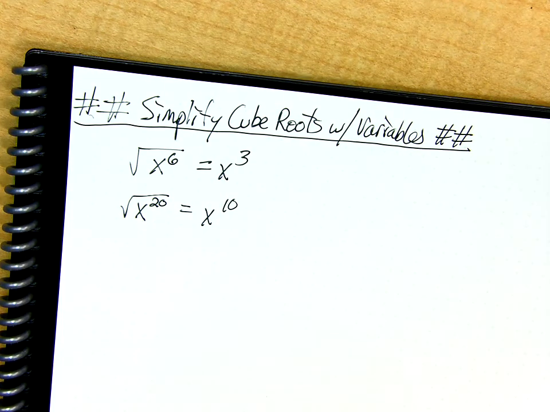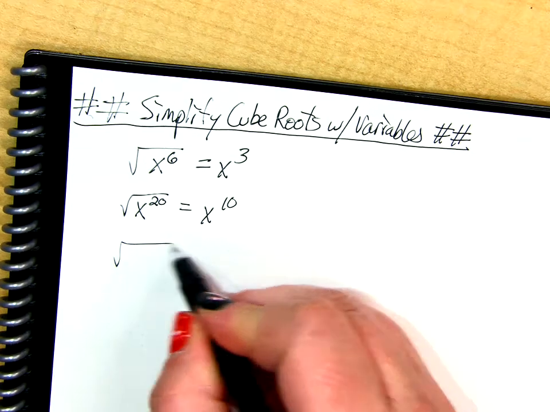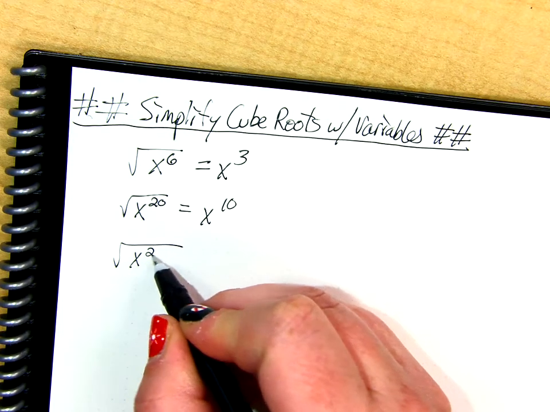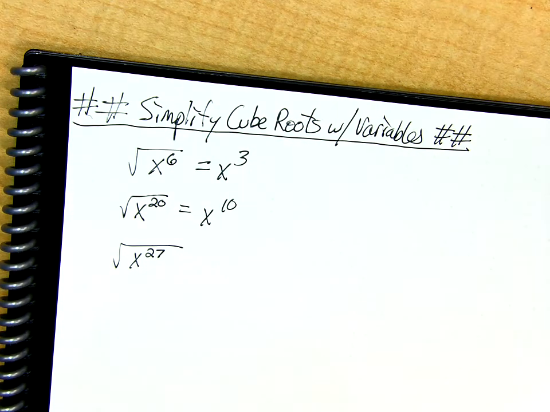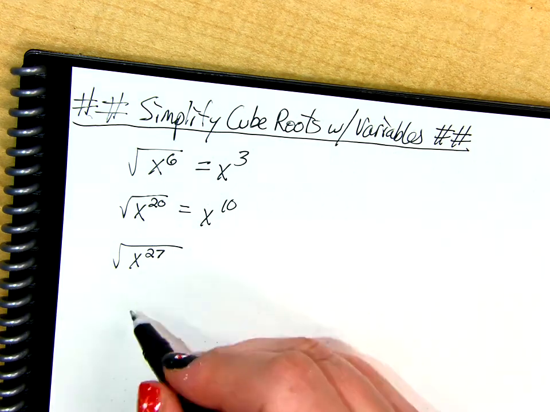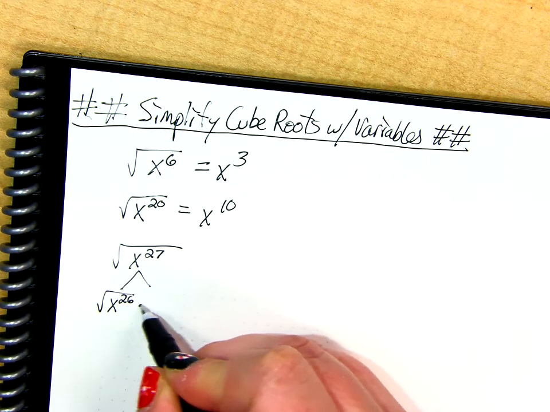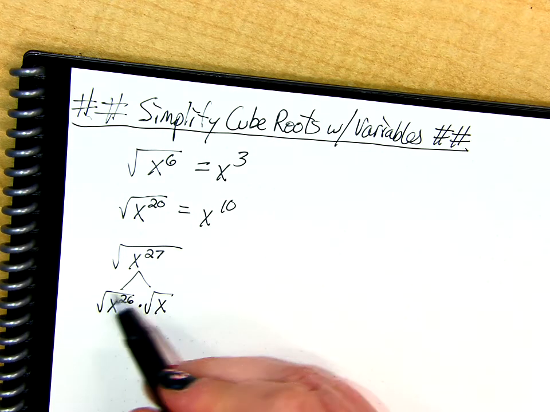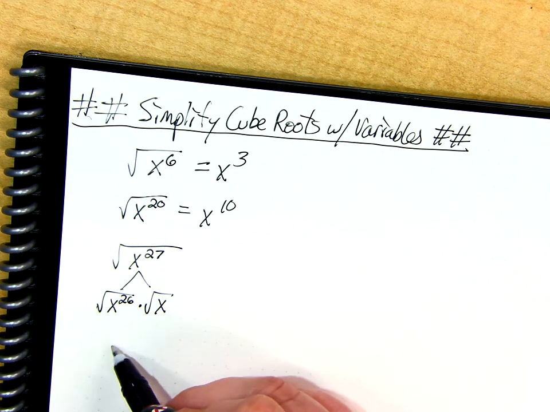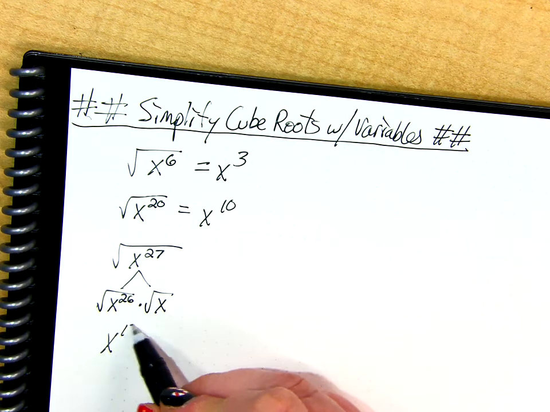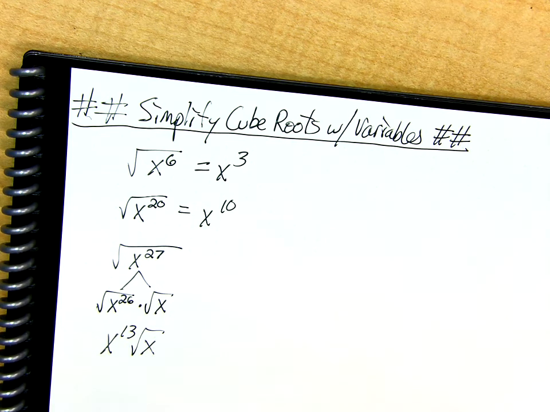And then we asked, what happens when that exponent is odd and you can't just take half? So if I had the square root of x to the 27th, let's say, what did I do? I just break it down. I go down by 1. So I make it x to the 26th times x to the 1st. And then the square root of x to the 26th is just x to the 13th, and I have that square root of x that's left over.